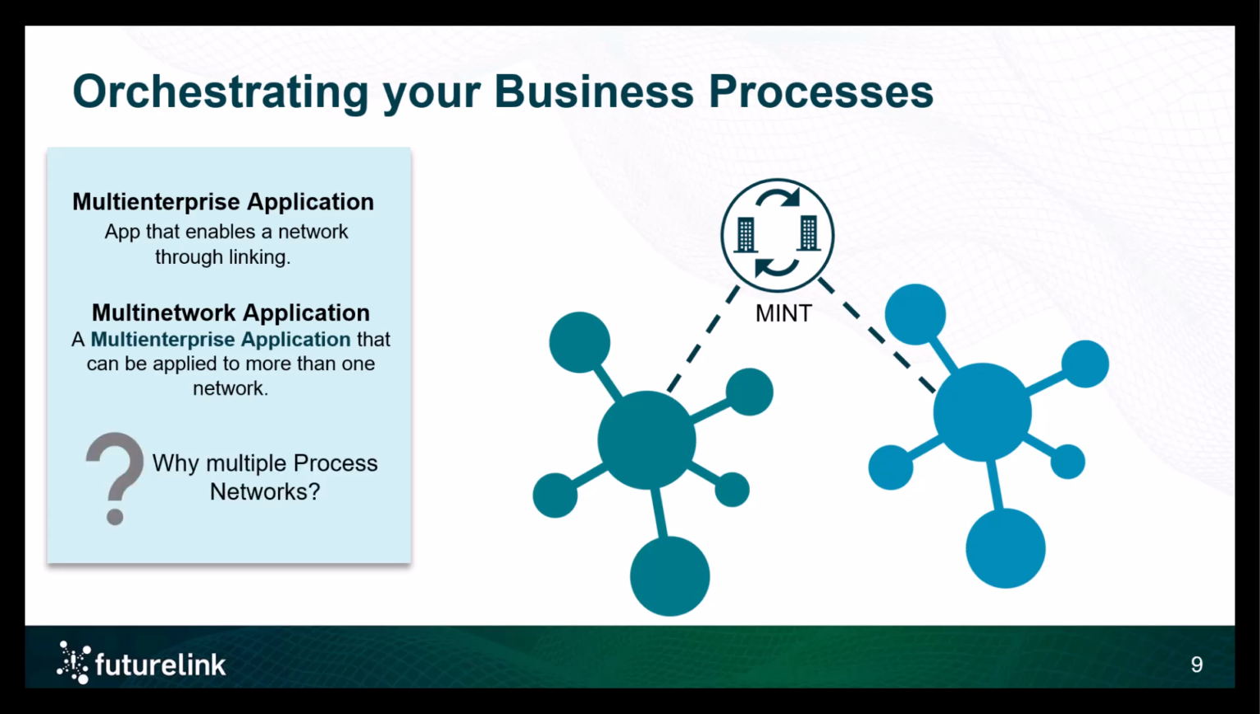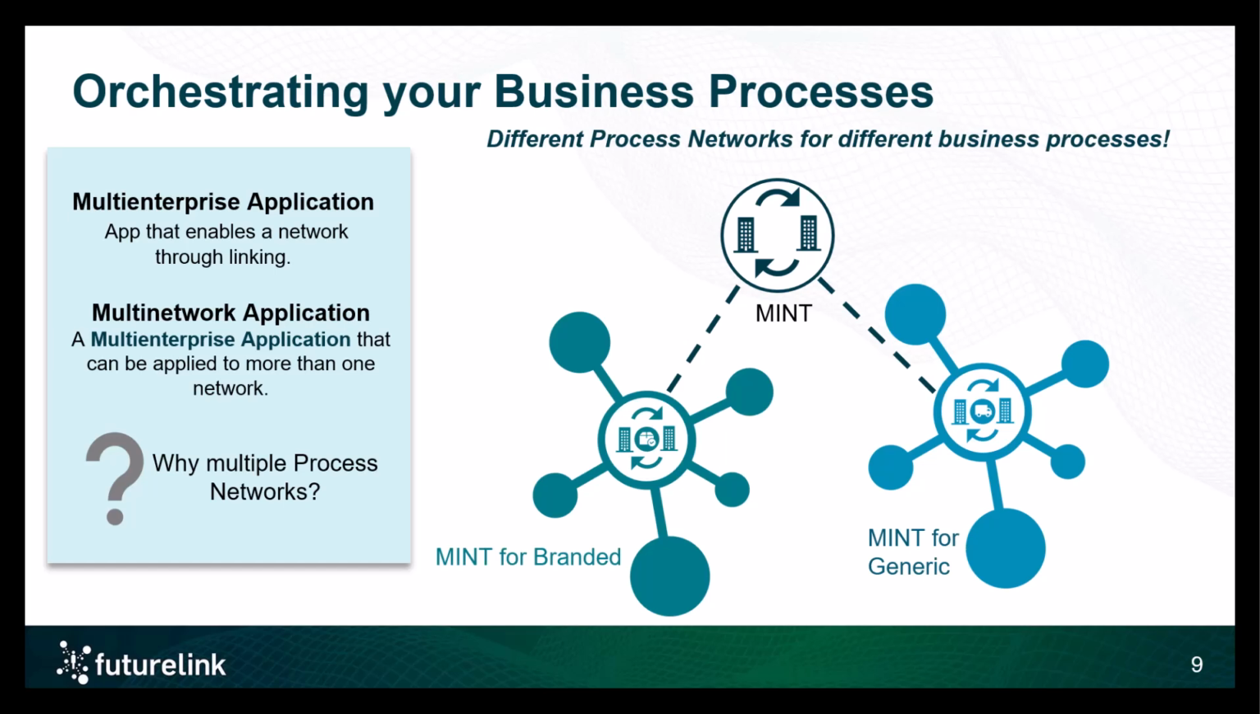But why might you want multiple networks for one application? Because of the business processes you're working on. For example, branded versus generic, human versus animal, or EU versus USA products. The partners and end users who are working on the branded side of business exchanges are not the same people who are working on the generic side.